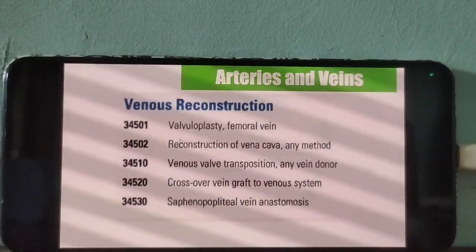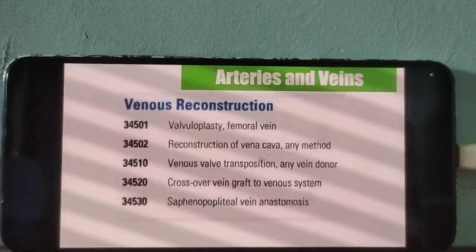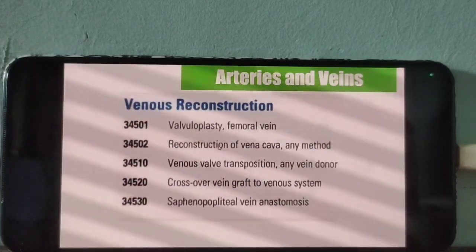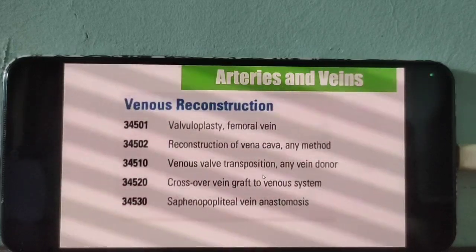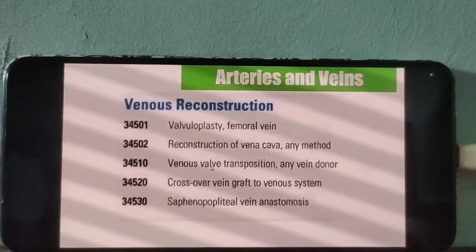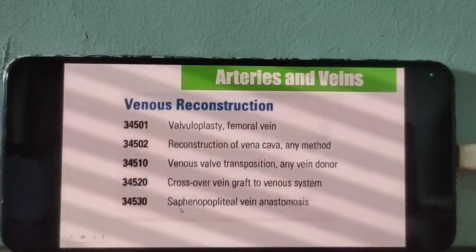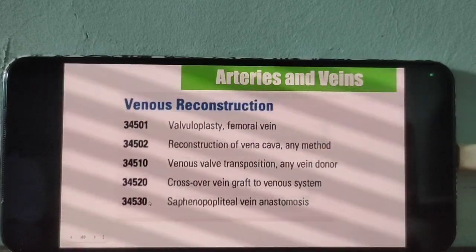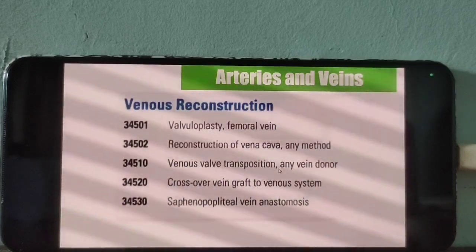Valvuloplasty, repair of valve from femoral vein 501. Reconstruction of vena cava 502. For transposition surgery, venous valve transposition surgery 510. Cross vein graft 520. Saphenopopliteal vein anastomosis 530. These are the direct coding. These are the procedures of venous reconstruction.